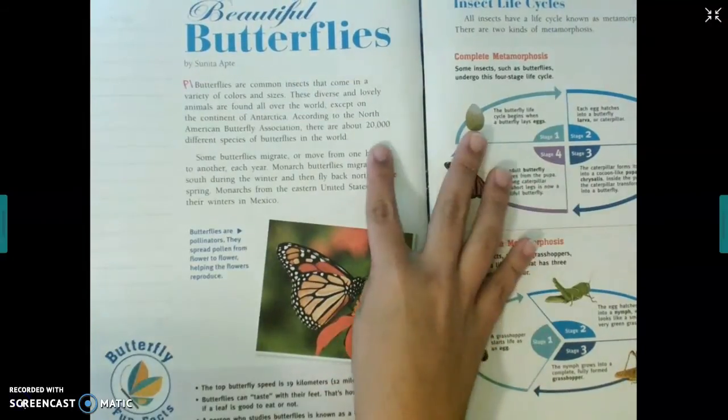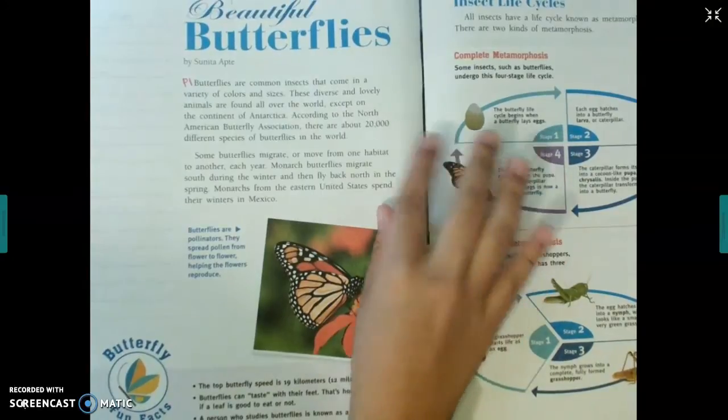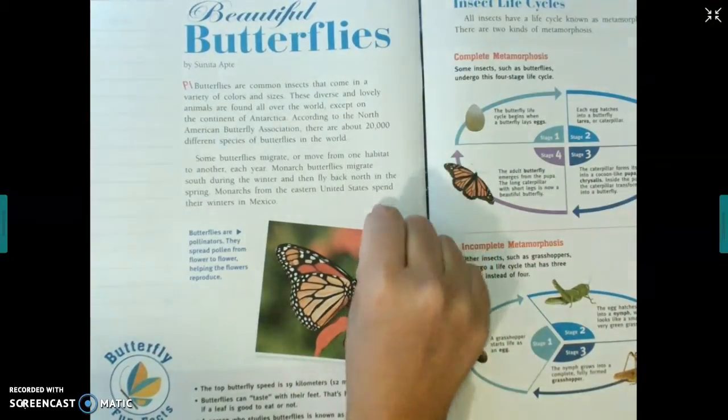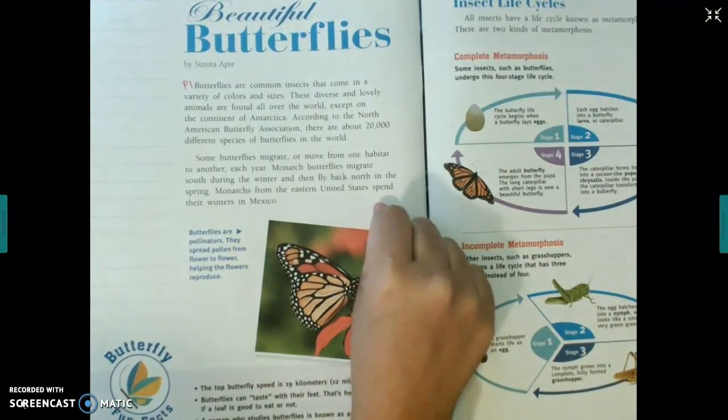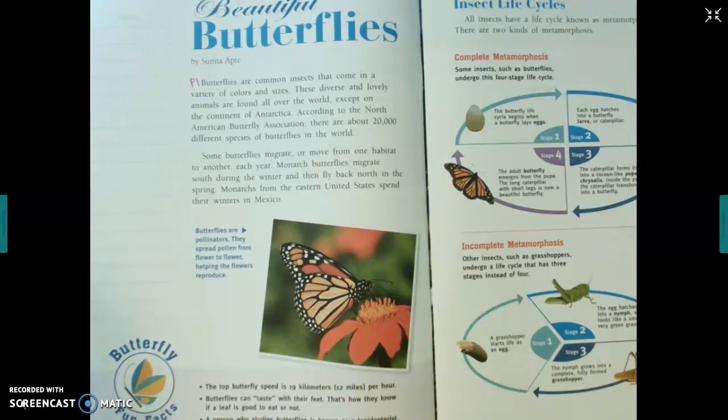Now that I've read my first paragraph, I'm going to determine what my central idea is. And sometimes an author will state a central idea right in the text. Other times the central idea is unstated or implied, and I have to use key details to determine what the central idea is. This paragraph provides many facts about butterflies.